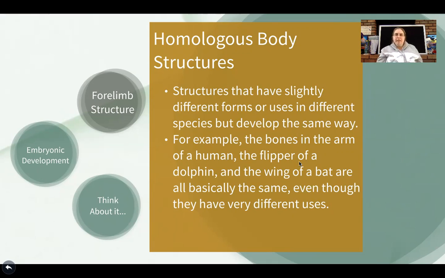Now, yes, they look different. They have different uses, which we'll talk about in a little bit, but that doesn't change the fact that during fetal development, they start forming from the exact same tissue. So the tissue that would form the bones of my arm, there's an analogous version of that in the cat, and that also forms the bones of their forelimb, their front leg.